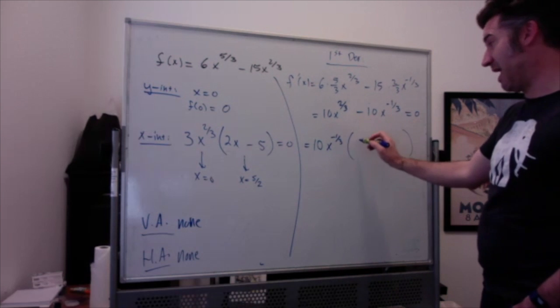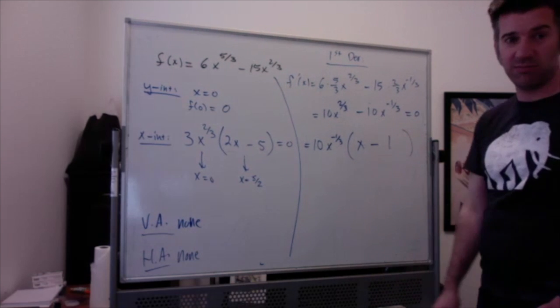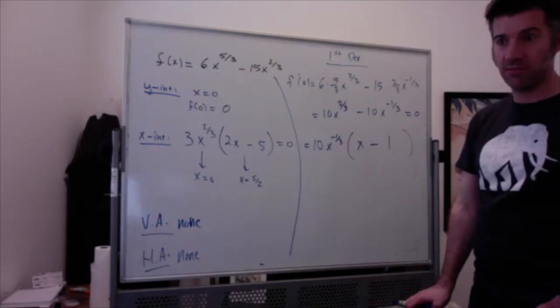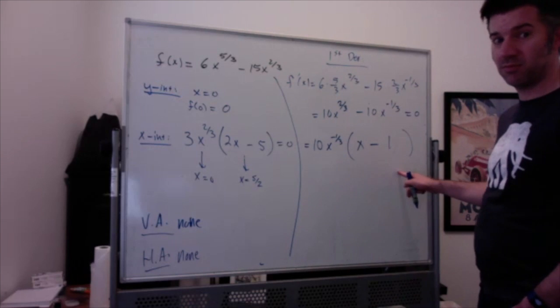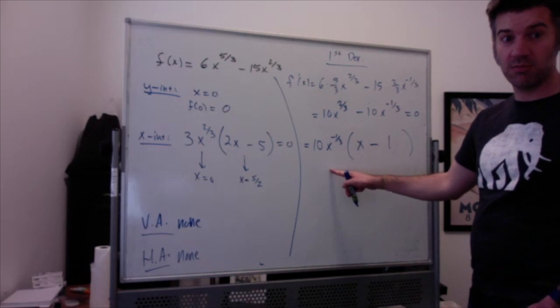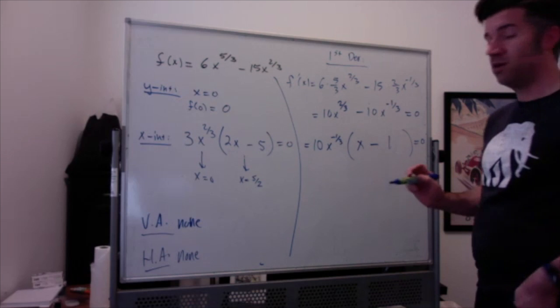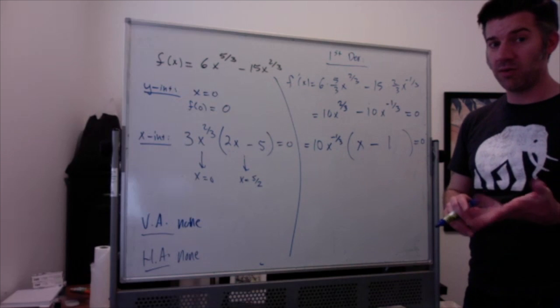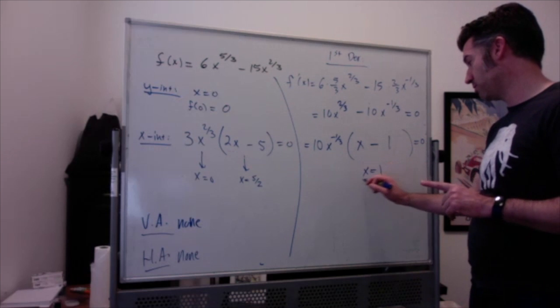Here I'm left with x. Here I'm left with 1. Clear? Questions? So I set this equal to 0. There's only one solution. And the solution is x equal to 1.